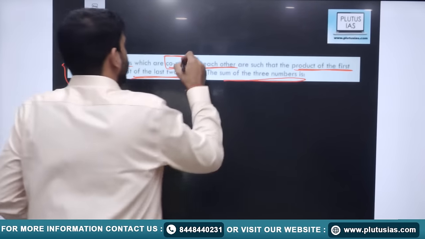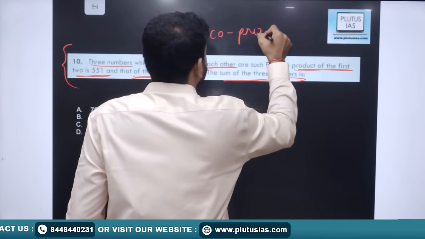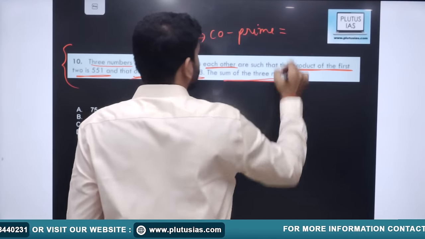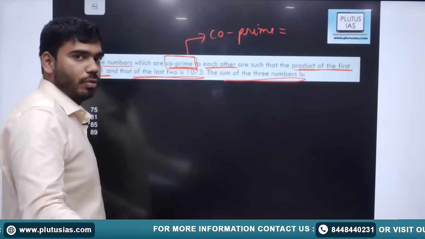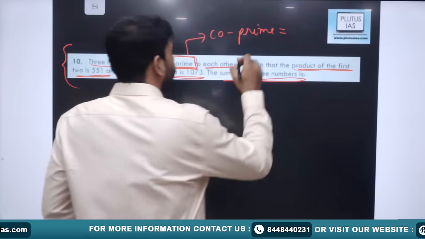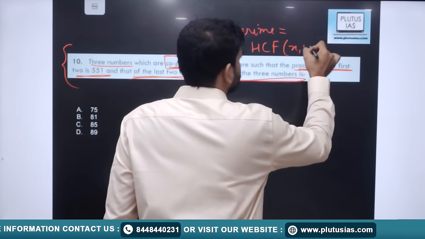So co-prime means, first of all, what is co-prime? Co-prime means two numbers who do not have any common factor. So we know that the highest common factor of any two numbers, let us say X and Y.